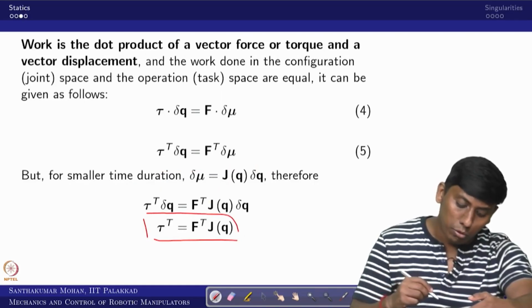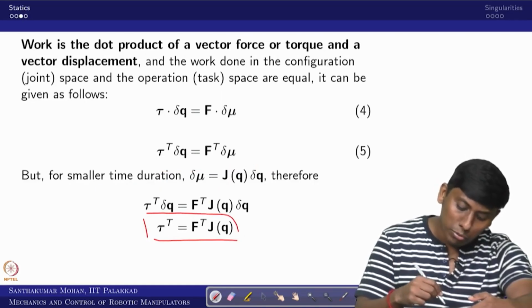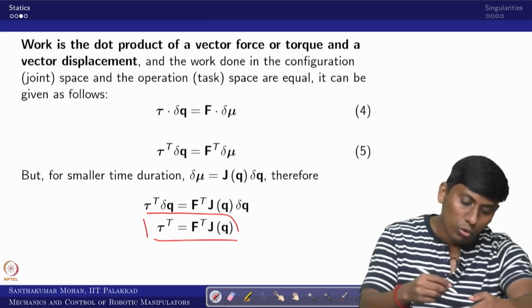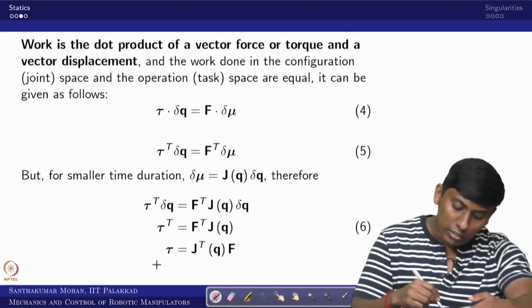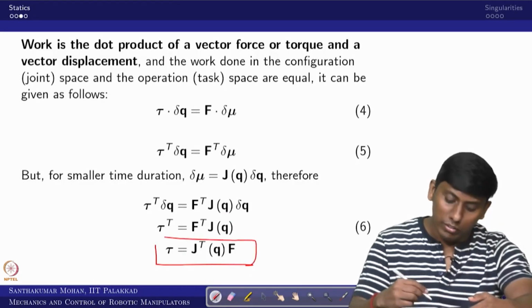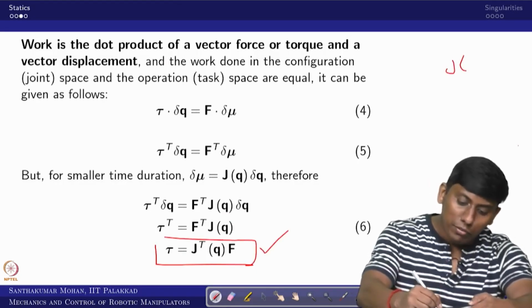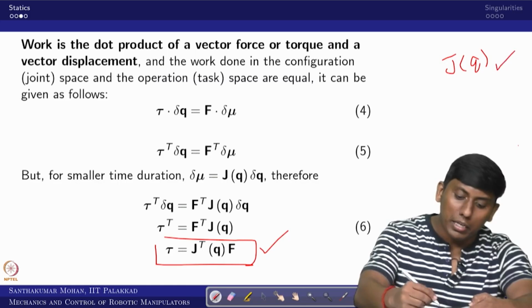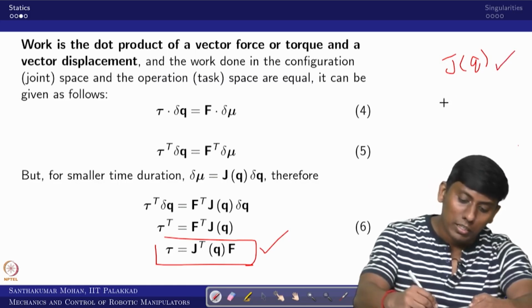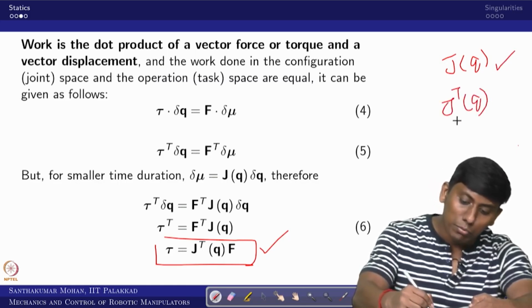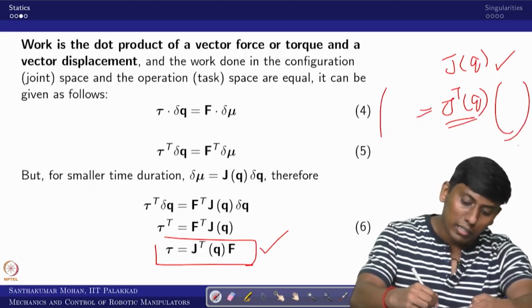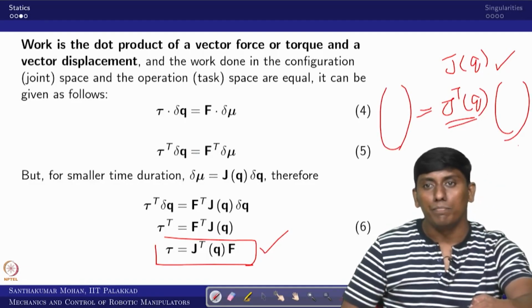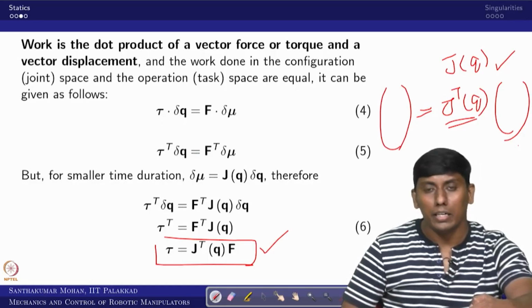You take transpose throughout, so this whole transpose would become tau, and then the transpose gets interchanged. So that is what we get. This relation you know, because j of q can be obtained with the velocity propagation. So now only j of q transpose is required, and you know the end effector forces, so you can calculate the input required to maintain that static equilibrium.